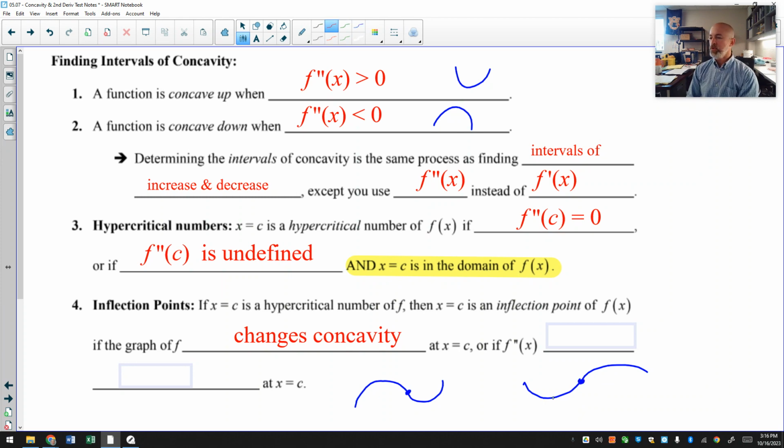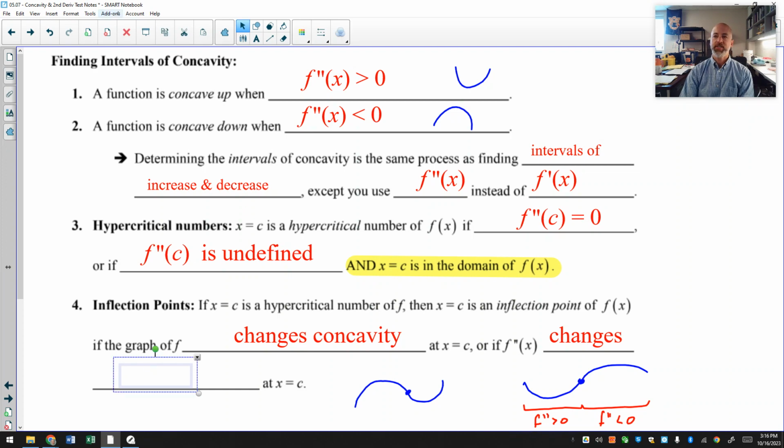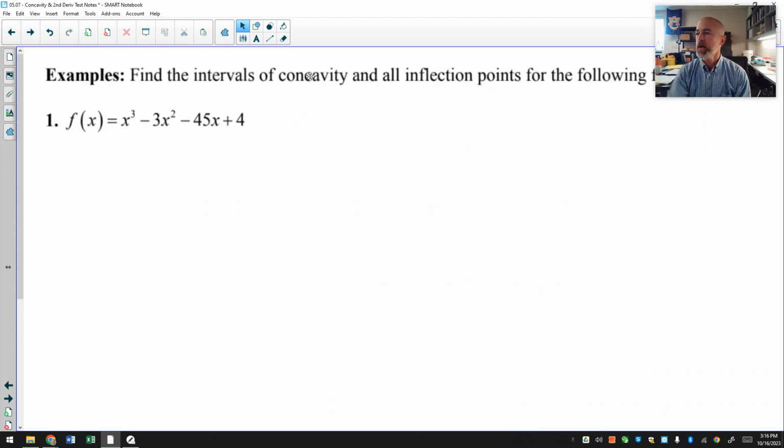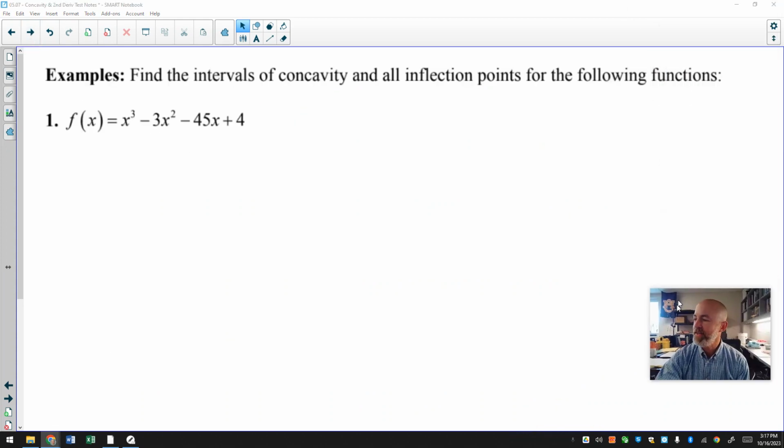And if you have already done your full sign analysis of your second derivative, you'll see that if you are concave up, your second derivative should be positive. Concave down, your second derivative will be negative. So if you have this information, you can also find places where your second derivative changes signs, and that will be an inflection point as well. So you're looking for any change in concavity, which is when the second derivative will change signs at that hypercritical number. And so let's look at a couple of examples where we will find the intervals of concavity.